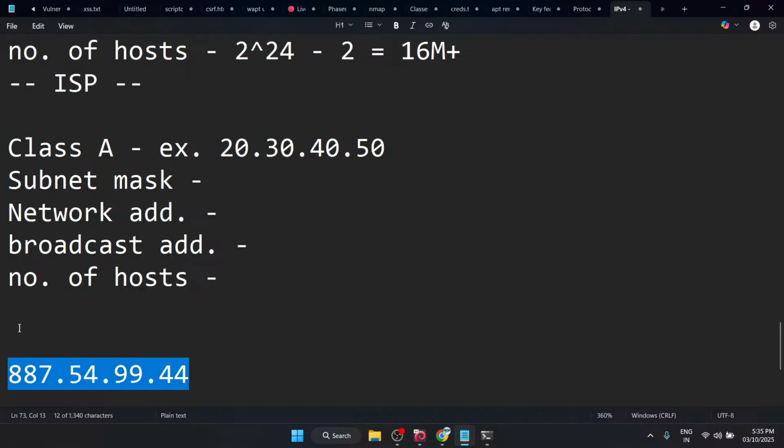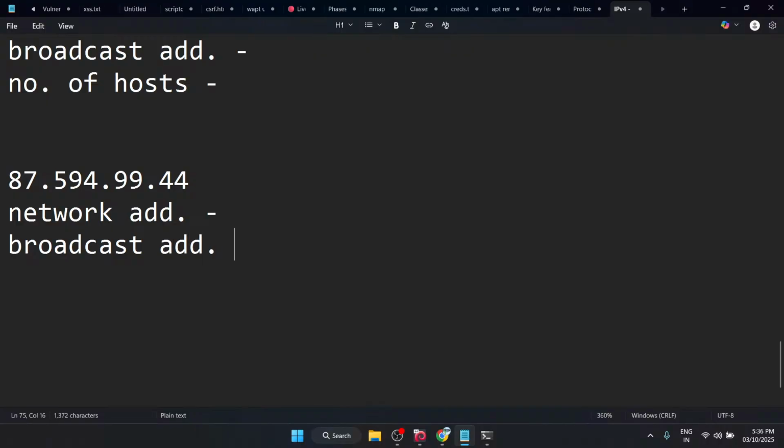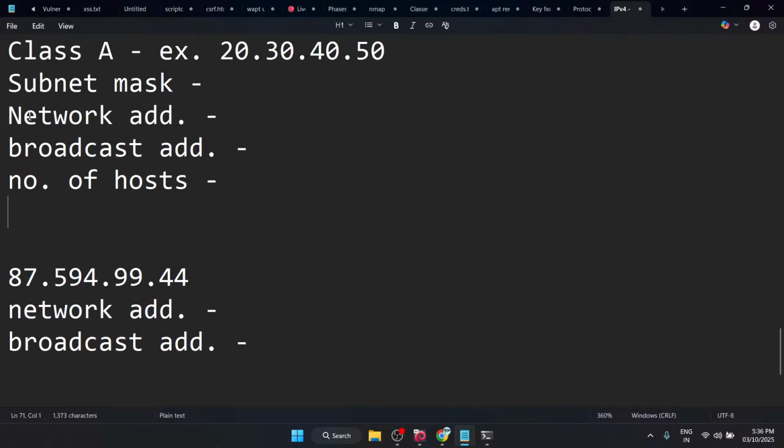Okay, this is an IP. I want you to tell me: is this a correct IP? And if this is a correct IP, what is going to be the network address and the broadcast address for this? Okay, this is my small question for you guys.